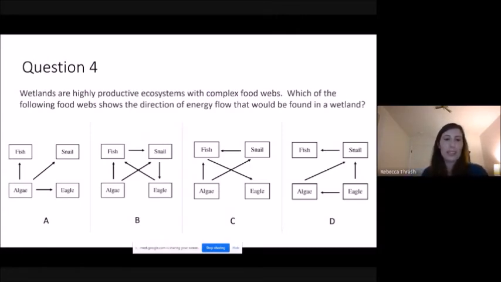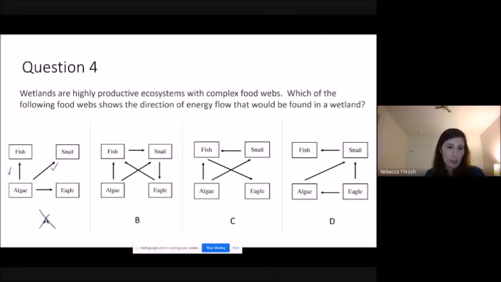Okay, question 4. Wetlands are highly productive ecosystems with complex food webs. Which of the following food webs shows the direction of energy flow that would be found in a wetland? We're given 4 organisms here: algae, fish, eagles, and snails. Let's look at choice A first. Is it true that fish could potentially get energy from algae? I think that's probably true. Is it true that snails could probably also eat algae? That's probably true. But will eagles themselves be eating the algae that's in this little stream or lake? Probably not. Eagles are top consumers. They would not be directly getting their energy from algae.